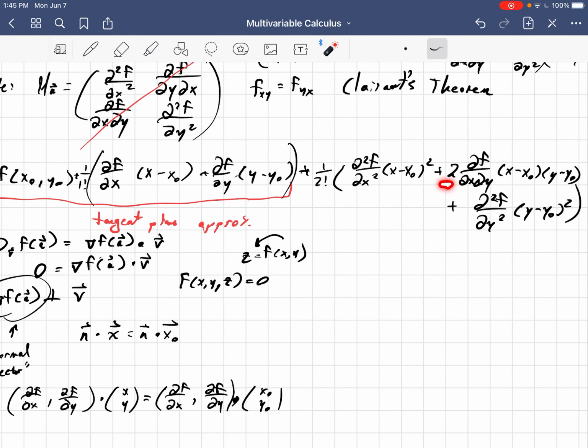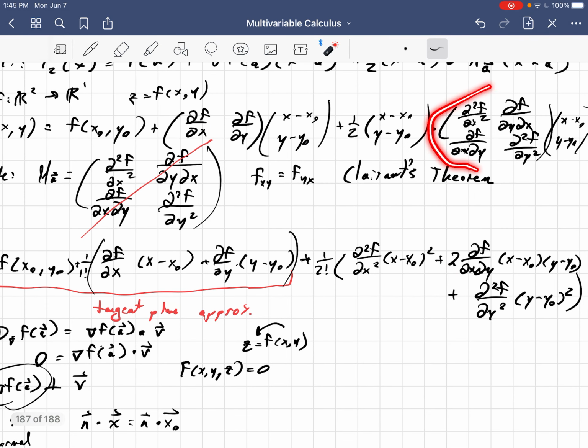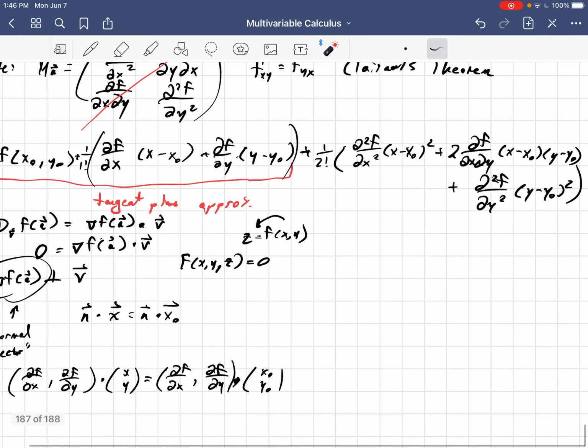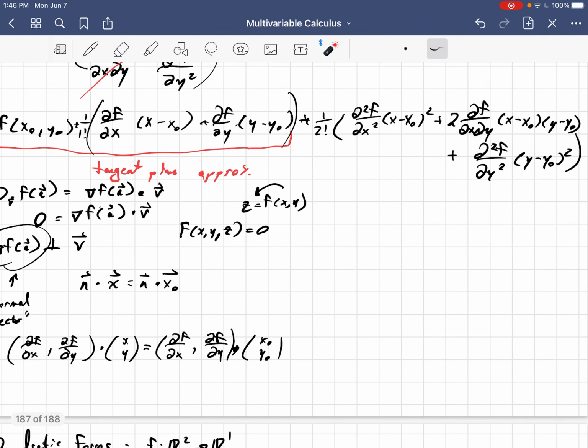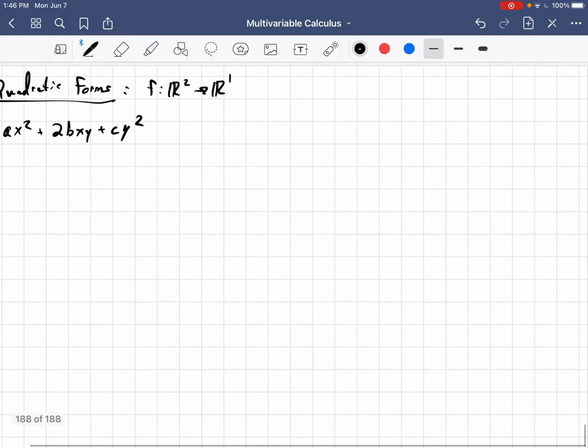And realize that we got this 2 right here because when we did this multiplication up here, we got a partial of f with respect to x and then y times y minus y naught, plus a partial of f with respect to y and then x times x minus x naught. But these two partials are identical because the function is assumed to be continuous. And so we get a 2 right here. So this quadratic term here is in fact a quadratic form.